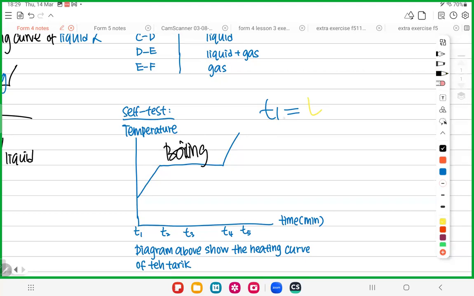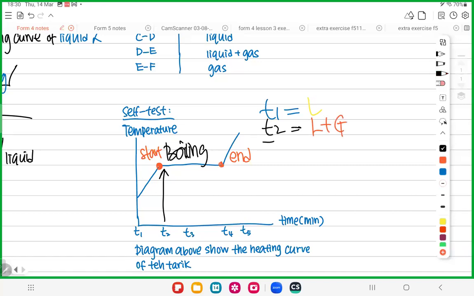Now T2. T2 is here already. Guys, tell me what we have at T2. Liquid and gas. Am I right or not? Because T2 is already on the horizontal line. Remember, on the horizontal line, this is where the liquid starts to boil, and this is where the liquid finishes boiling. So T2 is here, already starting to boil. When you start to boil, you have liquid and gas already.